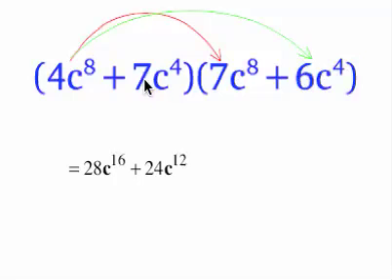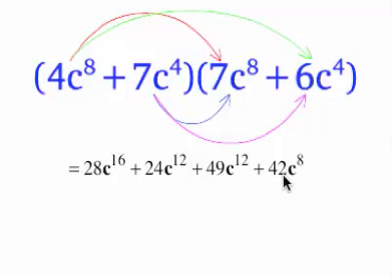So the first thing it's going to do is multiply the 7c to the 8. And this is the I part of FOIL. The two firsts multiplied, then the two outers multiplied, now the two inners are multiplying. So the 7c to the 4 multiplies 7c to the 8, 7 times 7 is 49, c to the 4 times c to the 8, once again, is c to the 12. So 49c to the 12. Then 7c to the 4 multiplies 6c to the 4, 7 times 6 is 42, c to the 4 times c to the 4, add the exponents, c to the 8. So we get 42c to the 8.